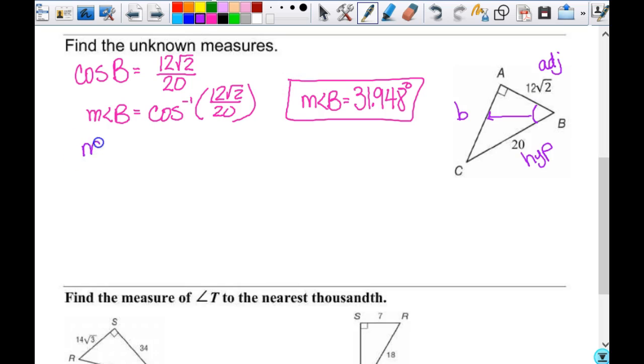Now, is finding angle C pretty easy? Yes, but we still need to write this down. Measure of angle C equals 90 minus the measure of angle B. Okay, and then you can handle that on your calculator however you see fit and whatever makes the most sense to you. Measure of angle C equals what? Good job, good job.